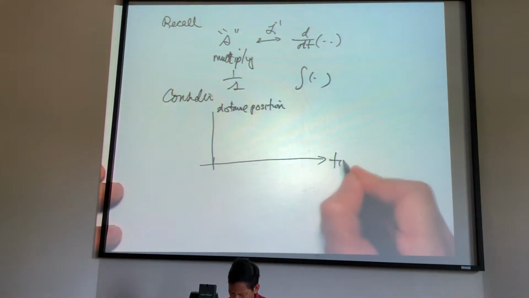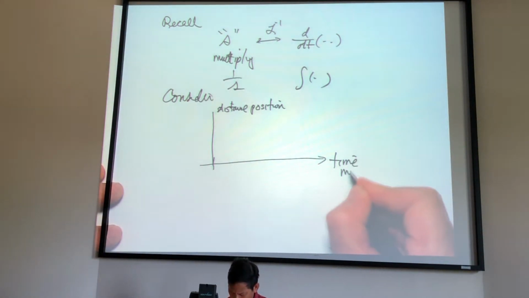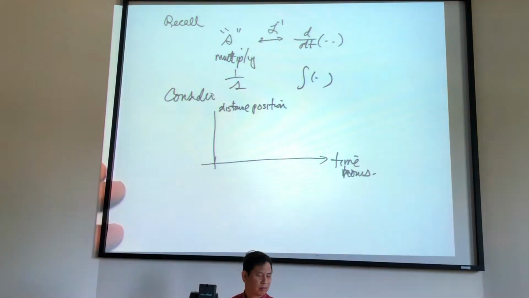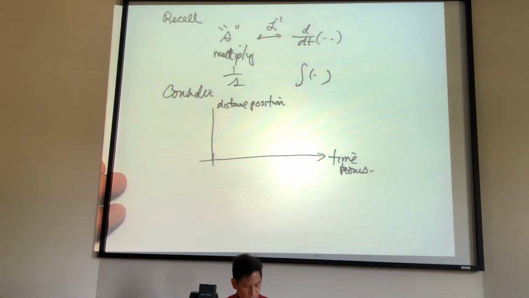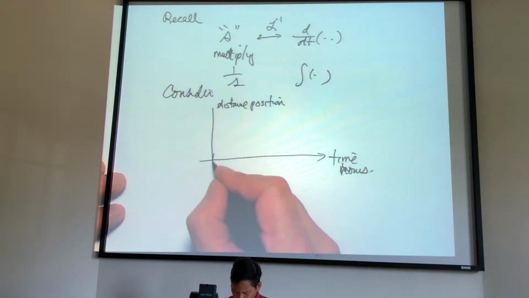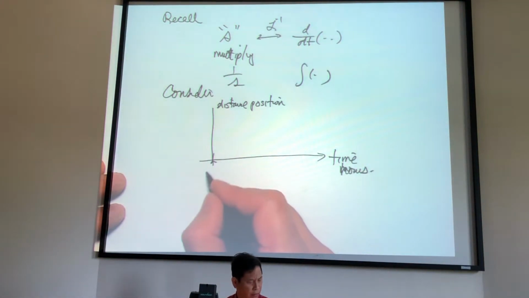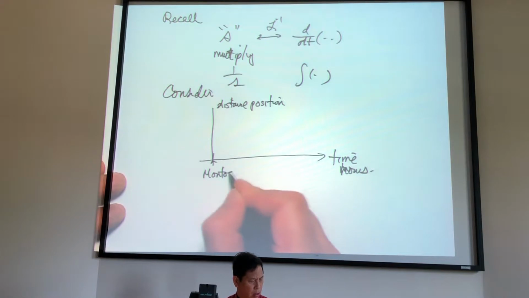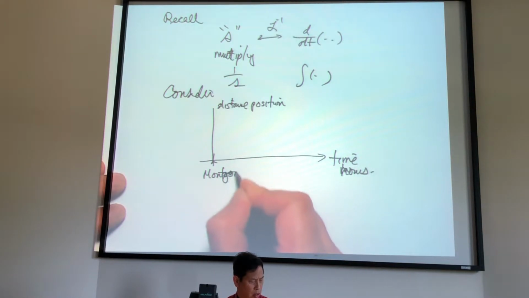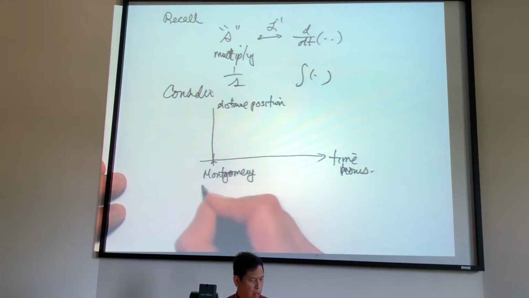This is time in minutes. No, let's just say hours. All right? So my position is right here. This is on Interstate 85. This is Montgomery. Mile marker 0. Okay, this is mile 0.